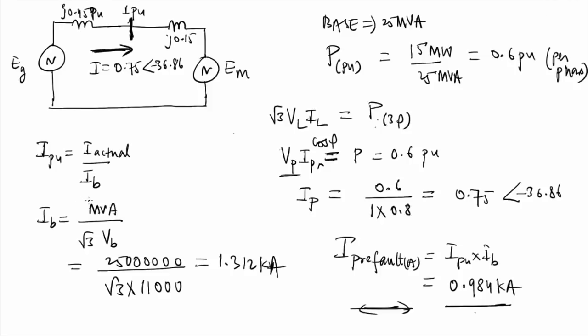Now I need to find the post-fault current. Post-fault current means when the fault occurs, a three-phase fault occurs at this bus. This is my bus 4. Then what will happen? So let me omit this.